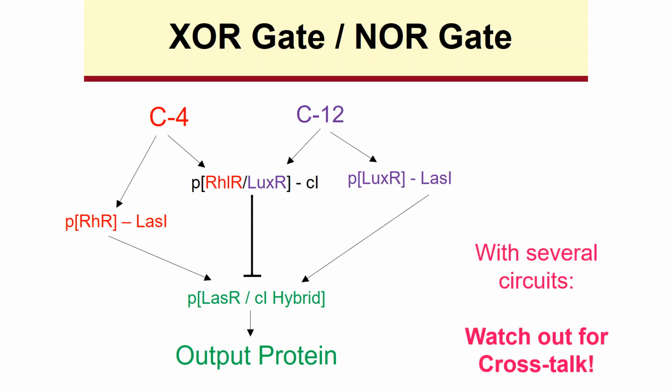When you're making more complex circuits, you do have to watch out for crosstalk, for the ability of one part of the circuit to influence another. You want these to be parallel and insulated from each other if possible. In this example, we do have some instances of crosstalk which could muddy the waters a little bit.